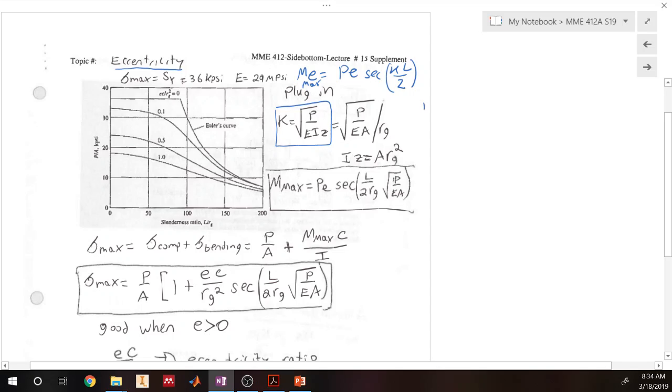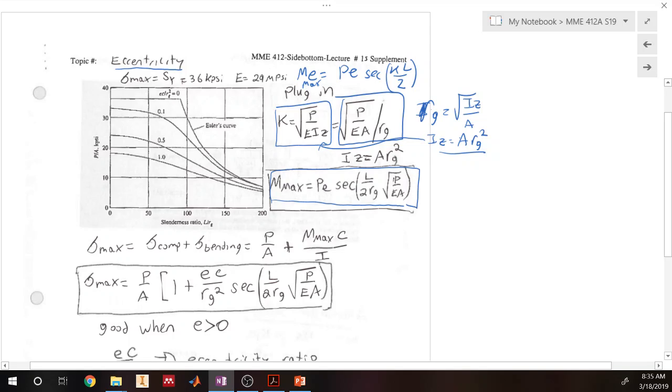If you remember, r sub g, or the radius of gyration, is equal to the square root of Iz over A. So we can say that Iz is equal to A times rg squared. If we plug that into this equation here, you get this value here. So what we'll get is our maximum moment will be equal to this equation here.